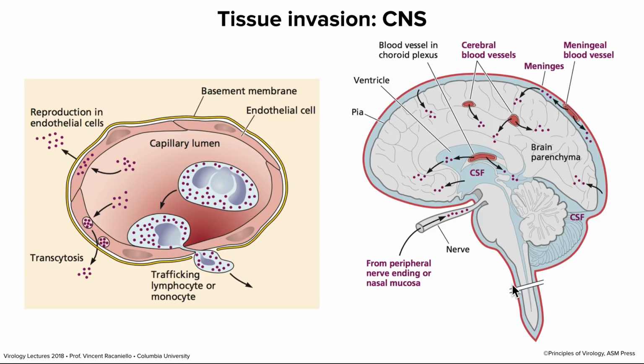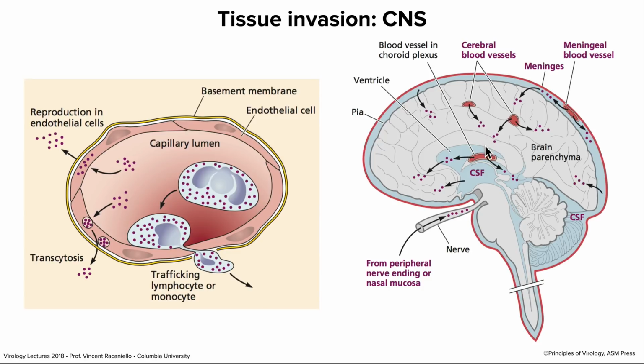On the right is an overview of ways to get into the brain. We've talked about viruses getting in via nerve pathways from muscle or sensory nerves. Viruses can come through cerebral blood vessels using the mechanisms we've just talked about. There are also meningeal blood vessels that can introduce virus as well. And of course, once viruses get out of these vessels, the virus is in the brain proper where it can replicate.